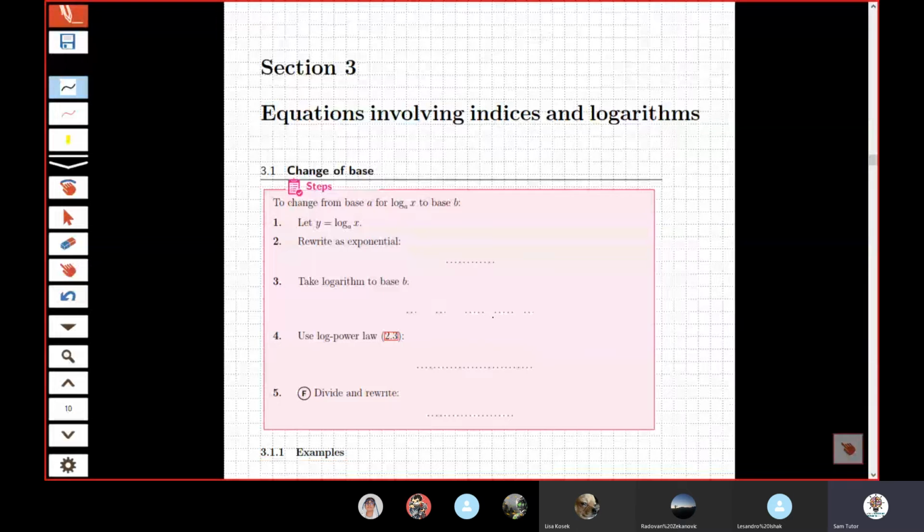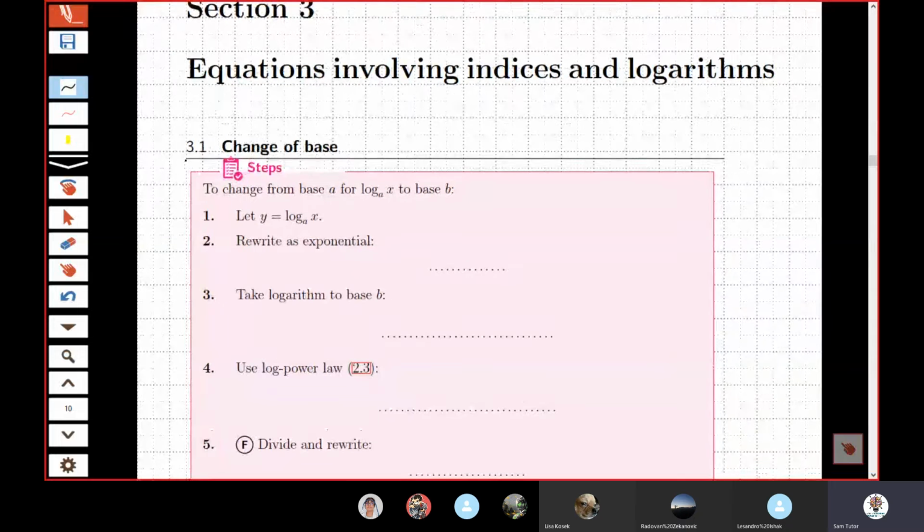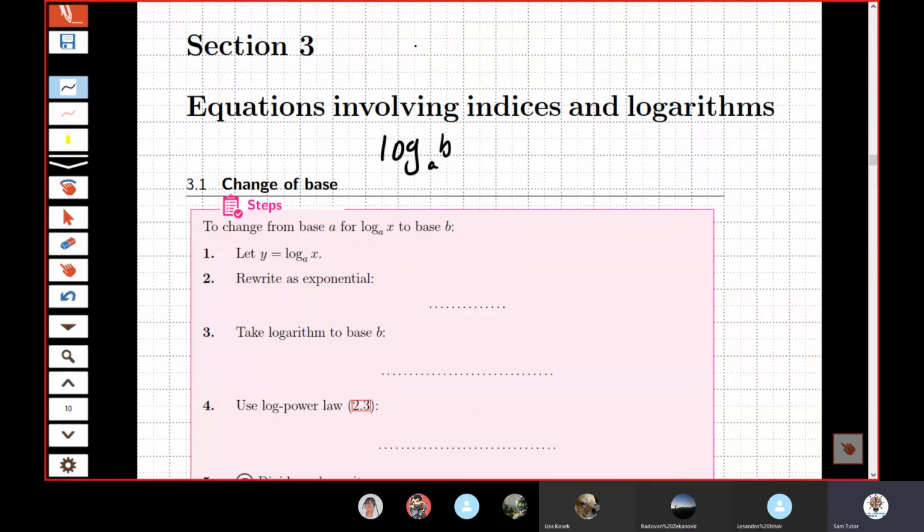Equations involving indices and logs. Probably the most important law to learn. There is a way, so like I was saying to you guys before, this is a bit annoying, right? Log B, sub base A. You can't actually plug that into your calculator. So if I said, hey, go and find me this, you can't plug that into your calculator like this. Your calculator doesn't do these sub bases.